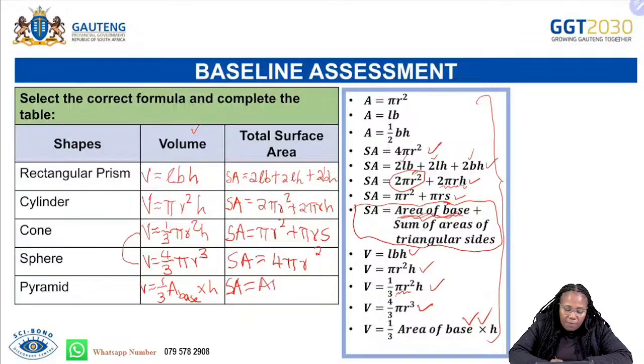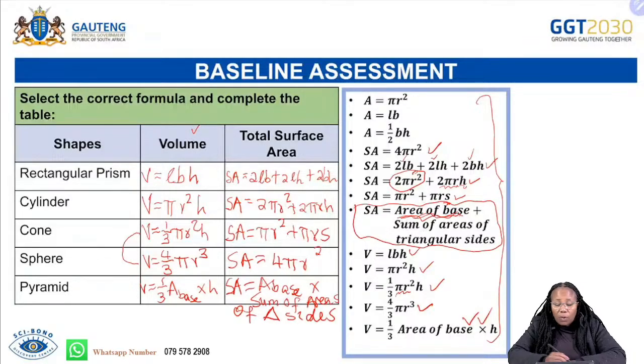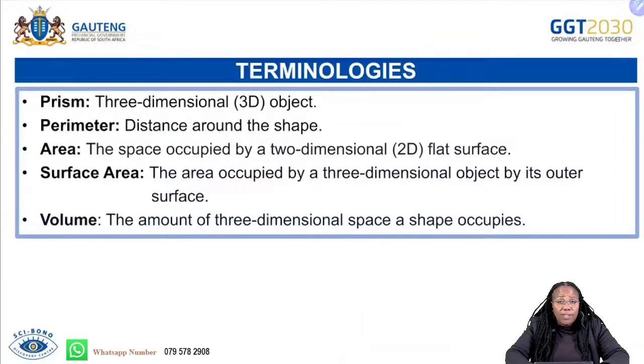Is the area of the base plus the sum of the areas of the triangle sides. Okay, grade 12, if you can master this section, you'll never go wrong with mensuration. Because if you don't know which formula goes with what, it will be very difficult for you to do those calculations. Right, let's go to terminologies now, where you will be talking about prisms.